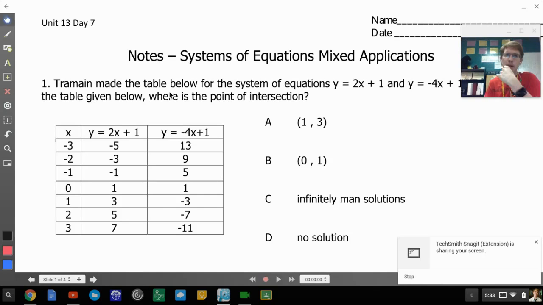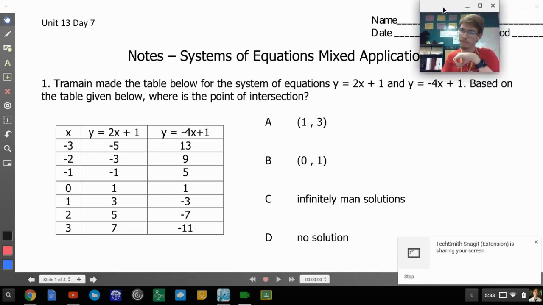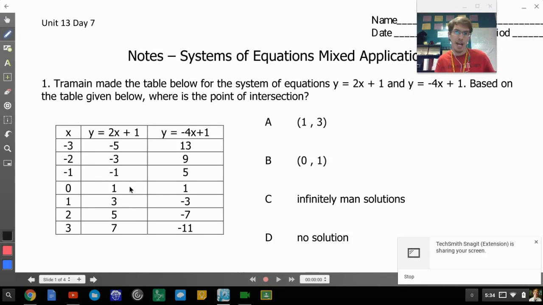Number one, Tremaine made a table below for the system of equations y equals 2x plus 1 and y equals negative 4x plus 1. Based on the table below, where is the point of intersection? If you think about it, when two lines intersect, that means they're in the same place at the same time. So here, these are like our times, these are our places. We are looking for these to have the same y value, wherever the x is.